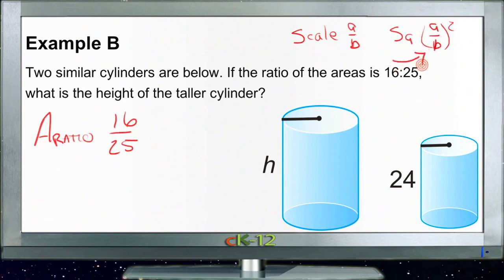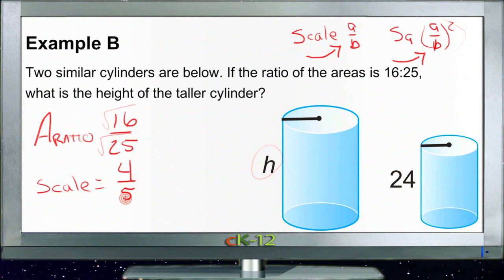We have the surface area scale factor, and what we want to know is the basic scale factor so we can figure out how big the height is. That means we need to take the square root of the surface area scale factor so that we can get the base scale factor. So we're going to take the square root of 16 over the square root of 25. So our scale factor then is 4 to 5.